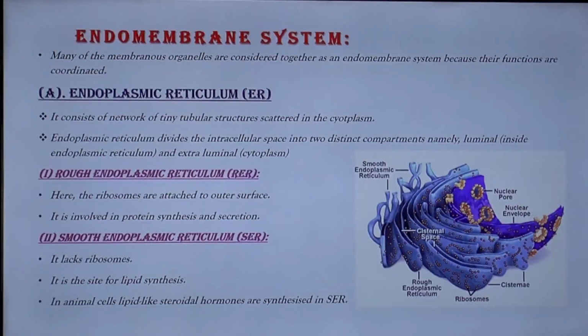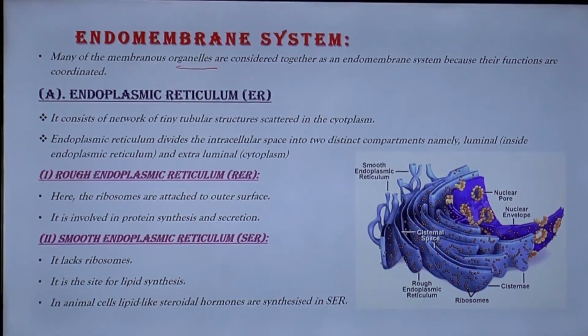Next, we are moving to the endomembrane system. What is the endomembrane system? Endo means inner. Many of the membranous organelles are considered together as an endomembrane system because their functions are coordinated. These organelles, the parts inside the cell, as we already know, come together to form an endomembrane system.